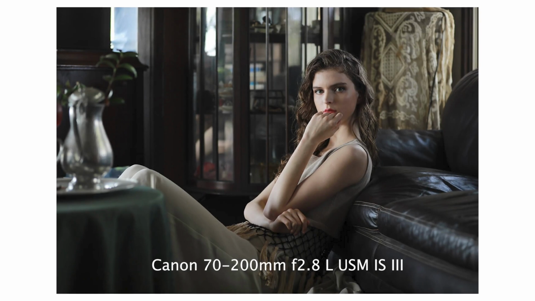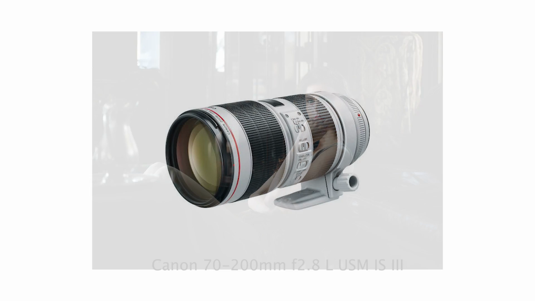F2.8 is the maximum aperture. And of course, just like the Nikon, this has image stabilization as well. Now next up is macro photography, which generally speaking means taking photos of things like flowers, maybe bugs, things that are very small, but being able to capture detail that the human eye can't see.